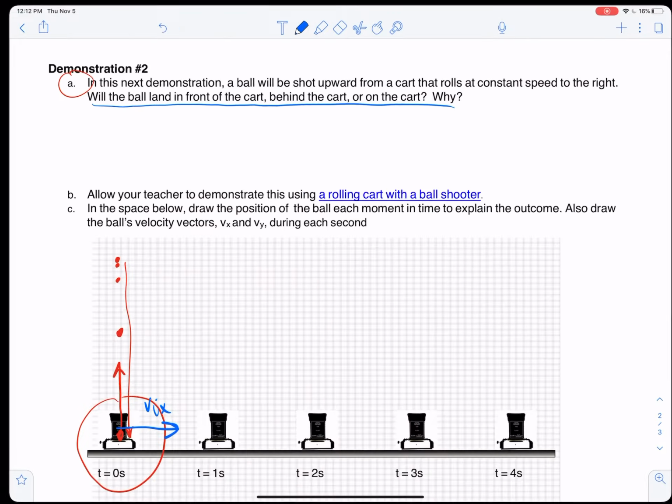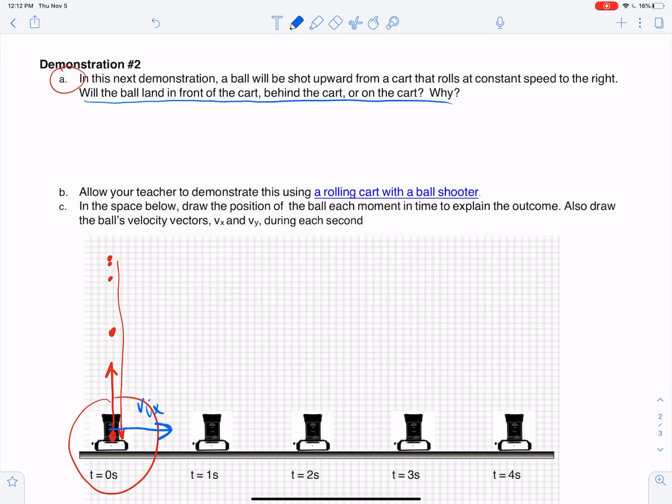Now, a lot of students who see this demonstration say, oh, well, of course, the ball is going to move straight up and down, but the cart is going to keep moving to the right the whole time. So the ball will sort of stay in place. The ball will actually just move vertically while the cart moves forward. And so most students will say that the ball will therefore land behind the cart, right? But actually what we see in the video is that the ball lands on the cart, exactly inside.